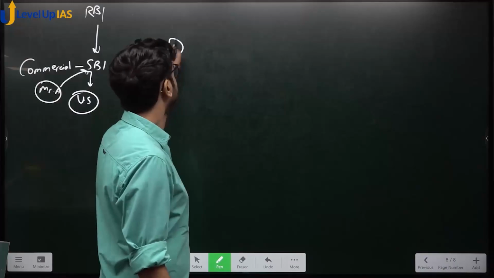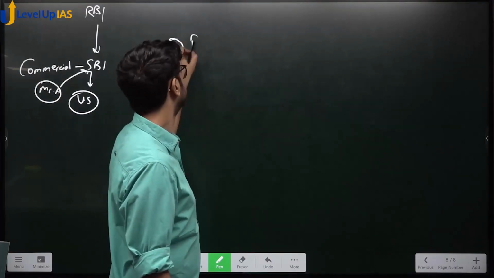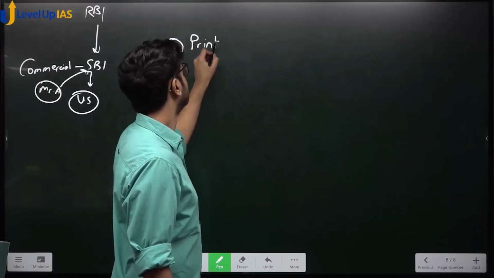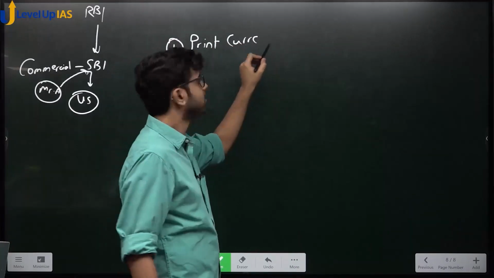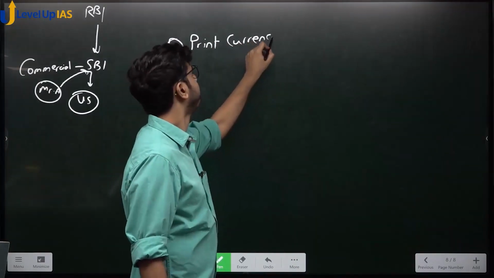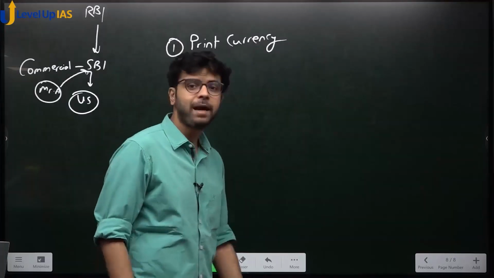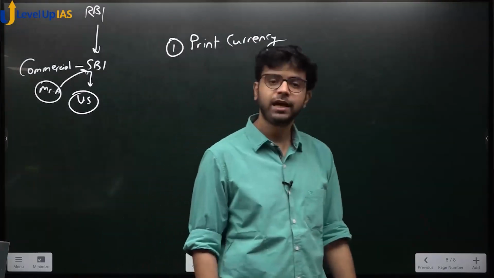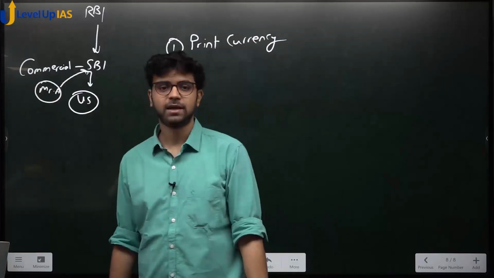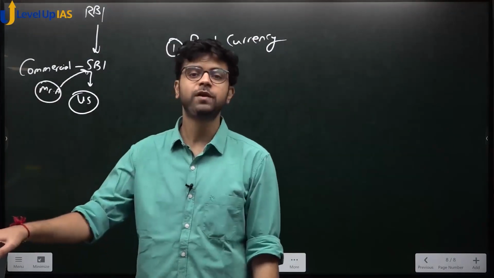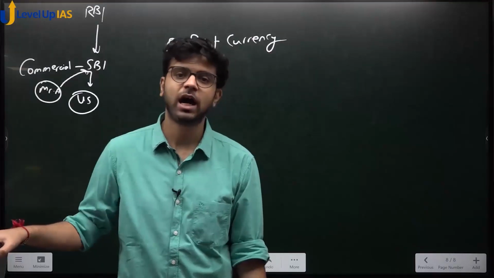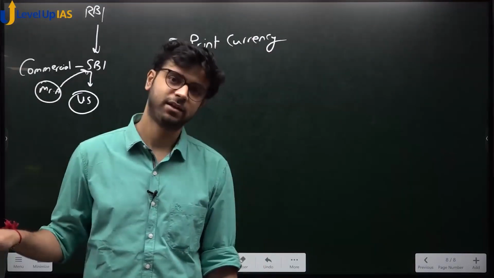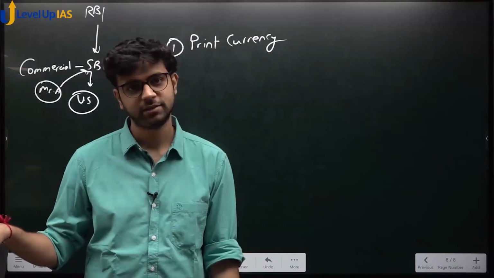Does RBI print currency? Yes. Your notes are printed by RBI. Just see who has signed on your note. Okay? RBI prints all currency. RBI issues all currency except coins and rupee 1 note. Why, sir? Coins and rupee 1 note are issued by government, not RBI.